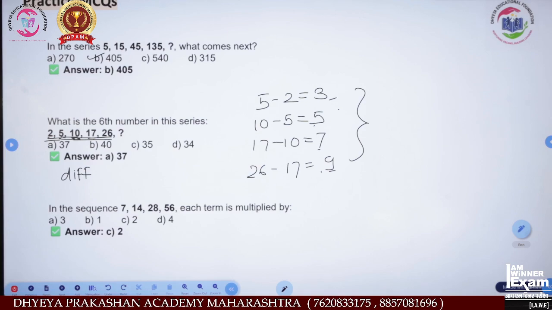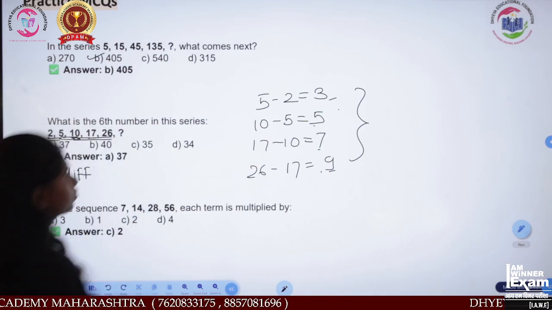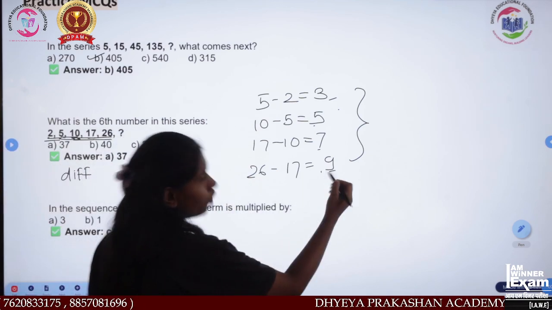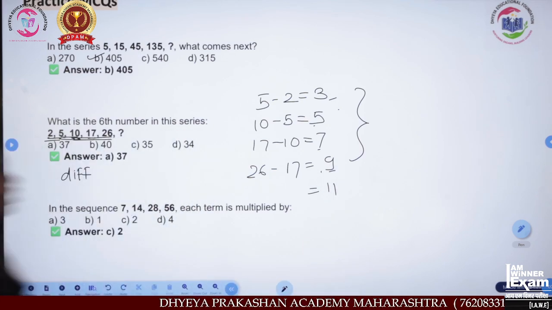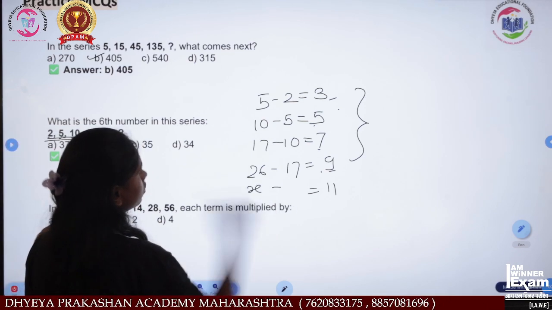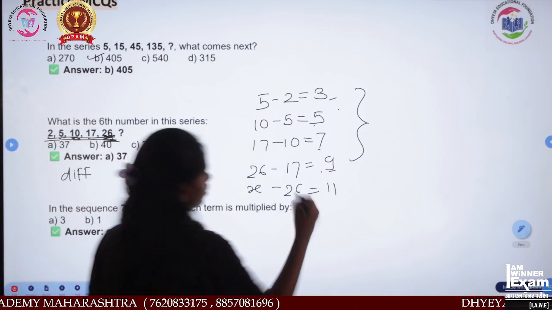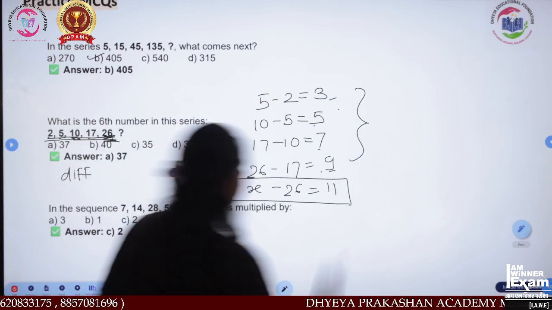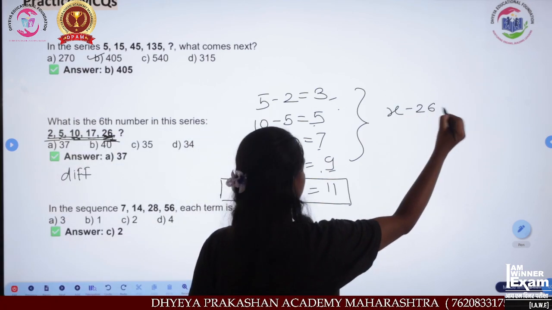Then how will you find the next number? Now, we know that the difference for the next number will be 9, 10, 11. 11, right? We will take one bigger number, that is x, and this 26 number. Let's solve this. So x minus 26 is equal to 11.